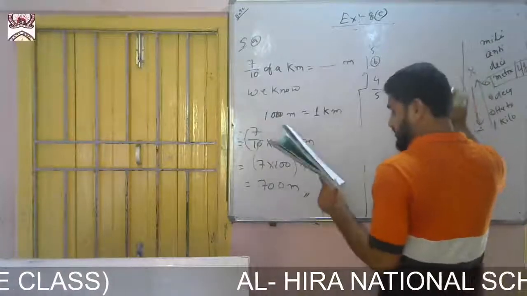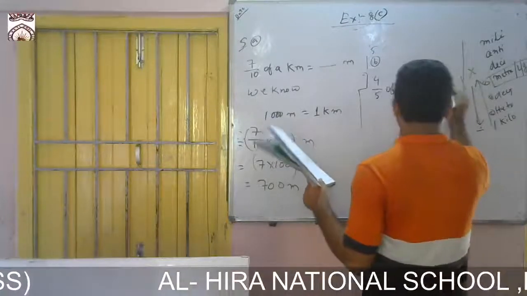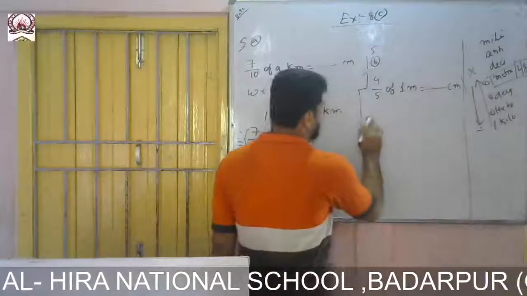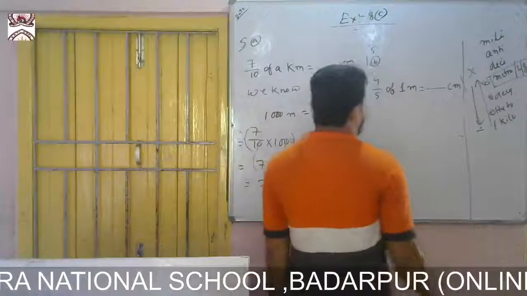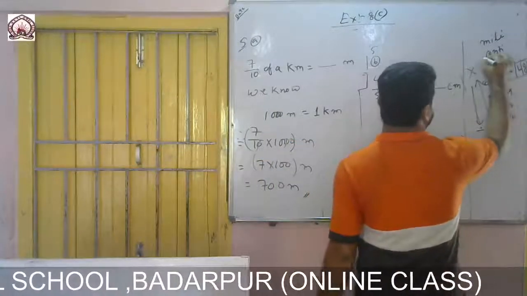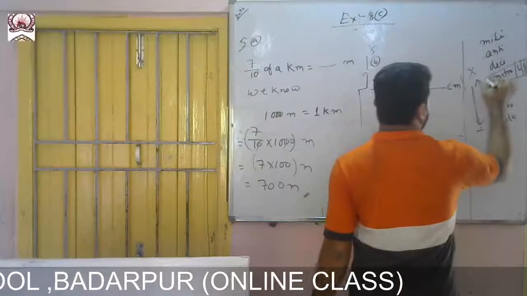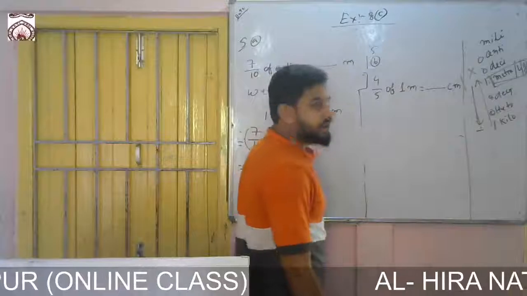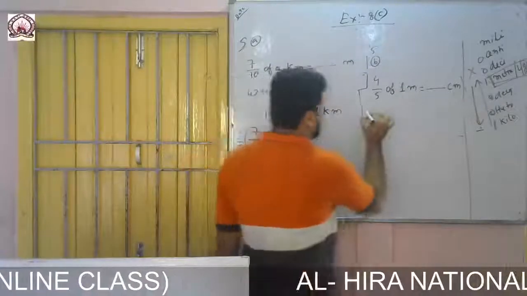1 meter equals to how many centimeter? So from meter to centimeter. If you keep here 1, then 2 zeros. That means I need to multiply by 100. So write like this.